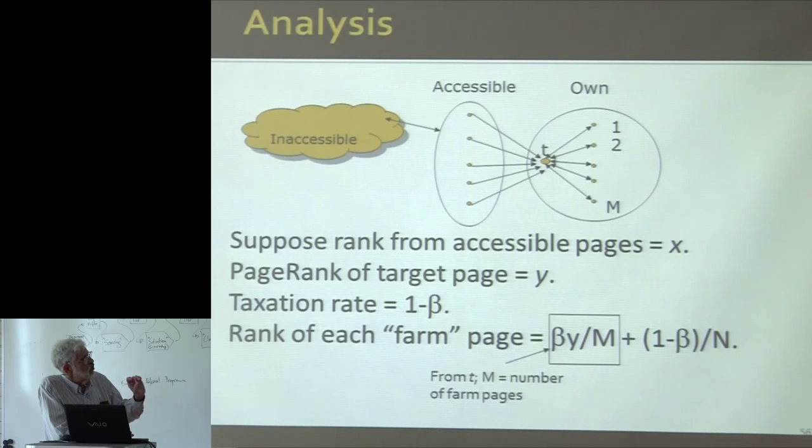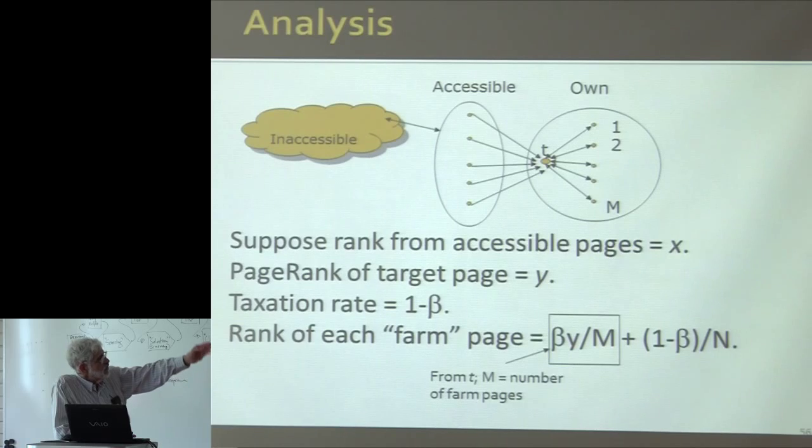Okay, beta y divided by m, that's what each farm page gets from T at the next round. Remember, beta is the fraction of your page rank that you keep, or rather that you distribute to your successors. So T gets to keep beta y, that's like 0.85 y, let's say. And each of the m pages in the farm gets 1/m of that, so that's why I divide by m.